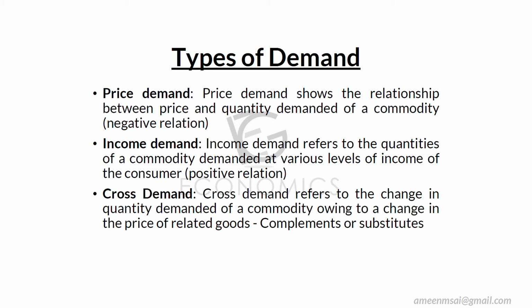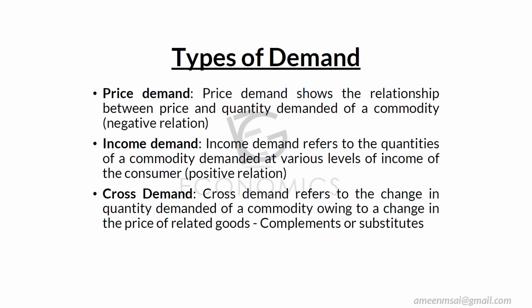The third one is cross demand. So what is cross demand? Cross demand refers to the change in the quantity demanded of a commodity owing to a change in the price of related goods. So there is a change in the quantity demanded of a commodity, but that change is not due to a change in the price of that commodity, but due to a change in the price of related goods, such as complementary goods or substitute goods.